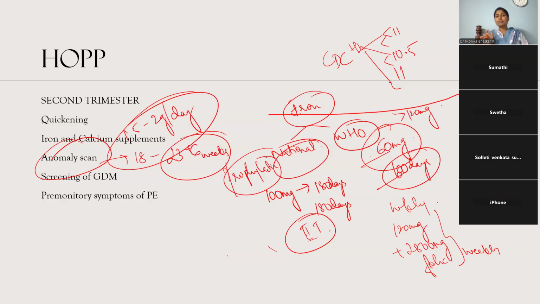So anomaly scan should be preferably done between 18 to 23 plus 6, and that is called as a TIFFA scan, that is targeted imaging of fetal anomalies. And what else is important in anomaly scan? One is the fetal anomalies. The second one is the cervical length. So the length of the cervix usually is around 3.5 to 4 centimeter. But if it is less than 2.5 centimeter, we call it as a short cervix, which warrants attention. So that is also important. And the placental location. So usually some radiologists or gynecologists describe that the placenta is low lying in the NT scan.